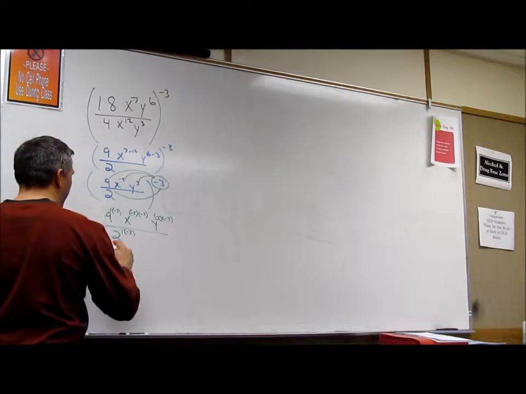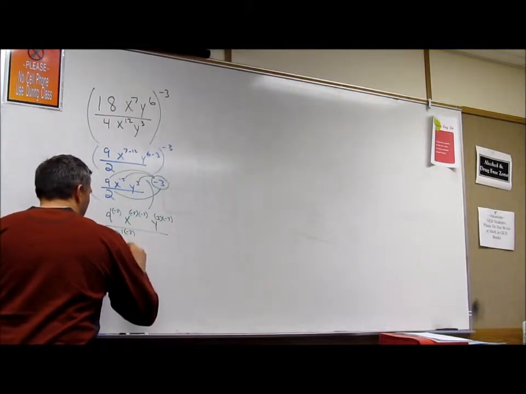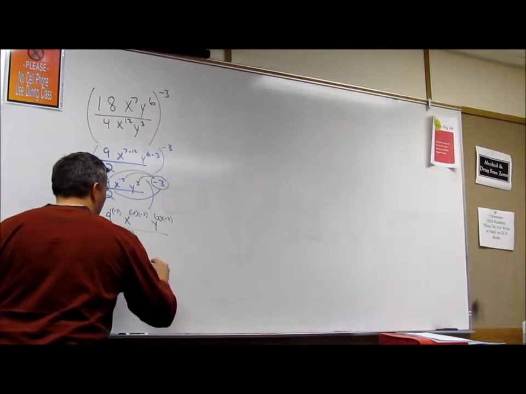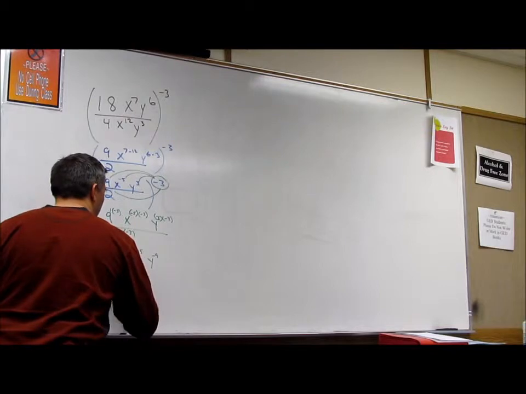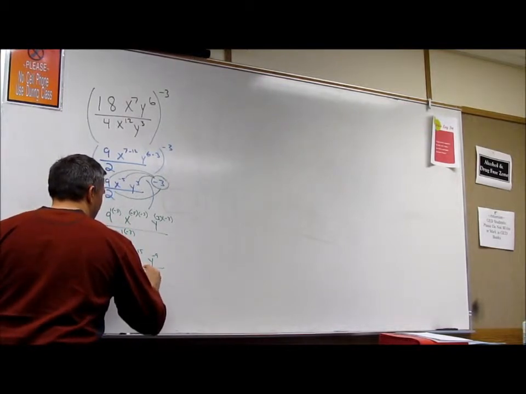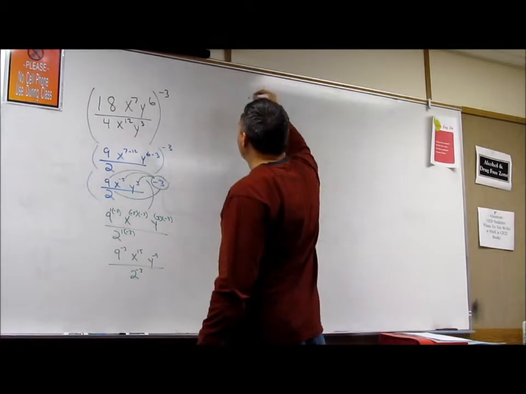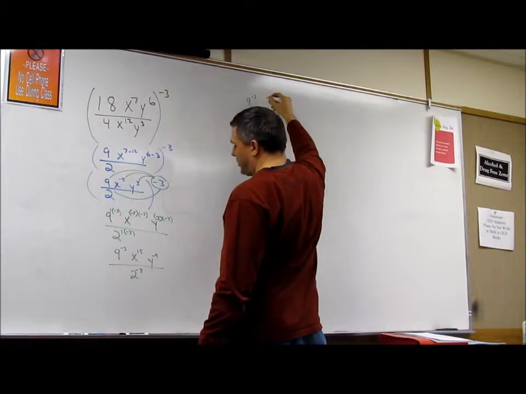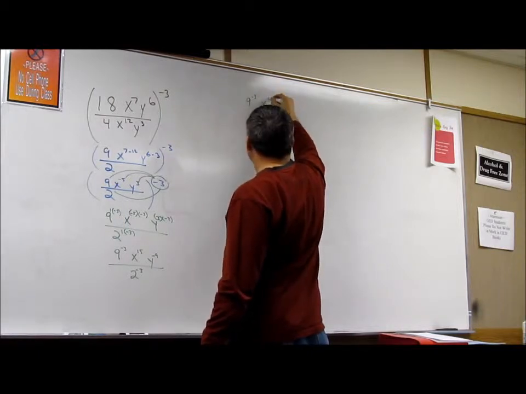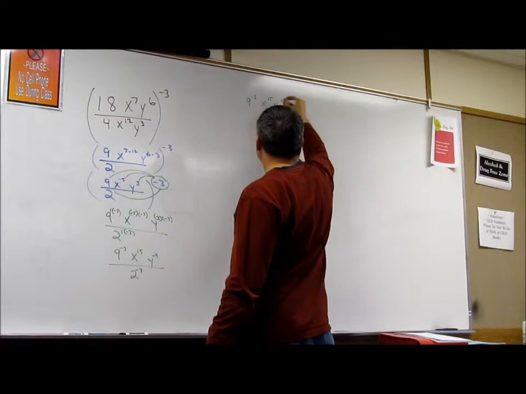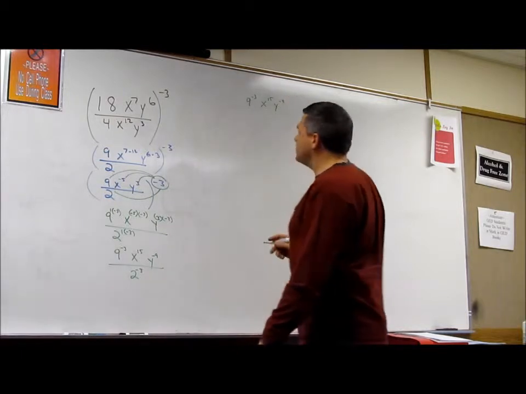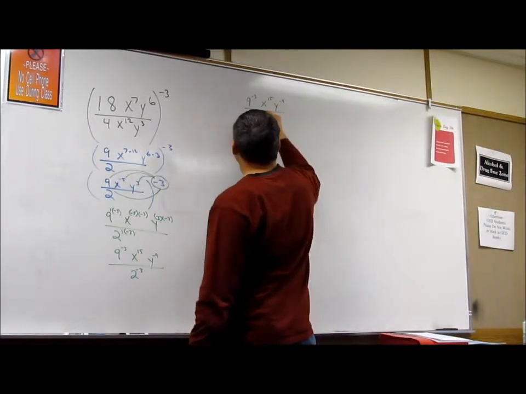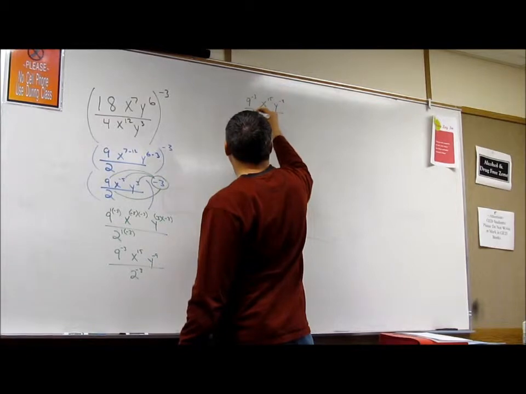So what we really have here is 9 to the -3 times x to the +15 times y to the -9 all over 2 to the -3. So I'm going to rewrite that up here as 9 to the -3 times x to the 15 times y to the -9. Okay? And that's going to be over 2 to the -3.